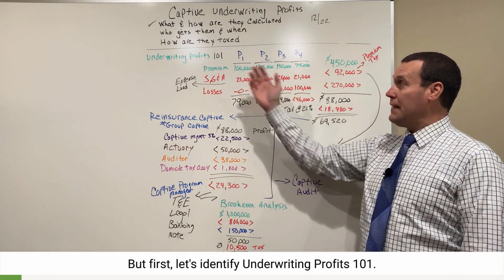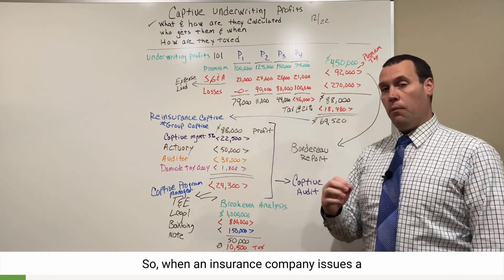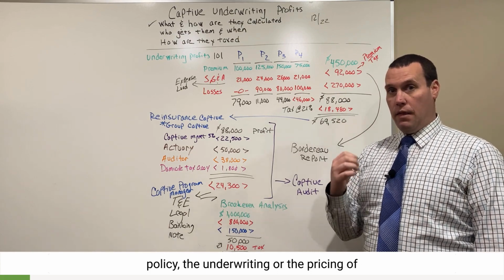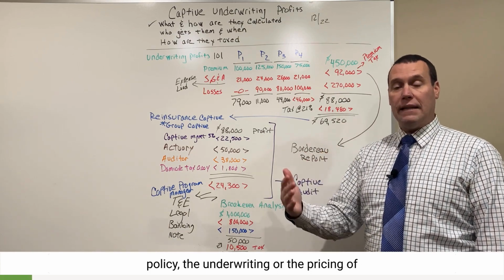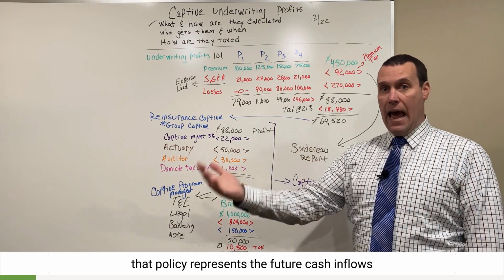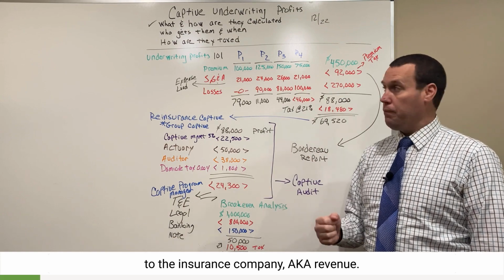But first, let's identify Underwriting Profits 101. When an insurance company issues a policy, the underwriting or the pricing of that policy represents the future cash inflows to the insurance company, aka revenue.